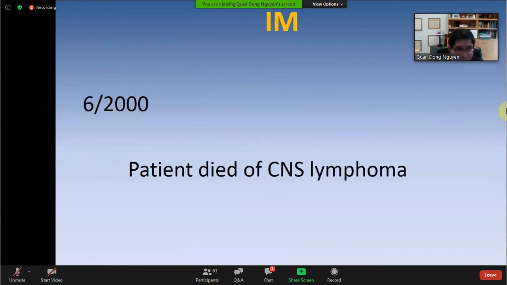So unfortunately, in this patient, the patient died of CNS lymphoma. One can argue the patient may have had this course no matter what, and that may be true, but definitely the fact that it was delayed certainly contributed to this. So it's a case that has a very sad, unpleasant ending.